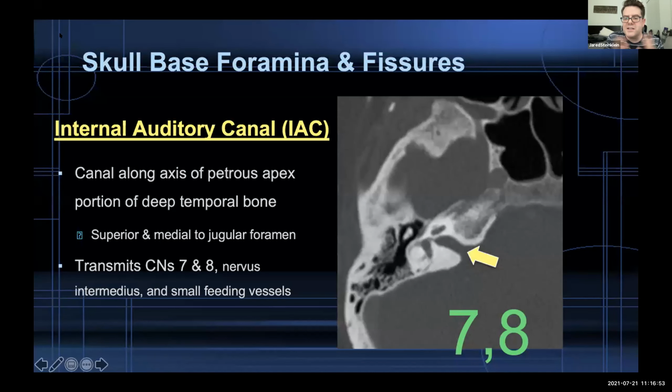All right, 7 and 8 get their own space, the internal auditory canal, or acoustic meatus, if you're old school. As you can see, it's an oblique longitudinal canal within that extremely dense bone. In fact, it's the densest bone in your body, called the petrous apex. And that's where cranial nerves 7 and 8 go.